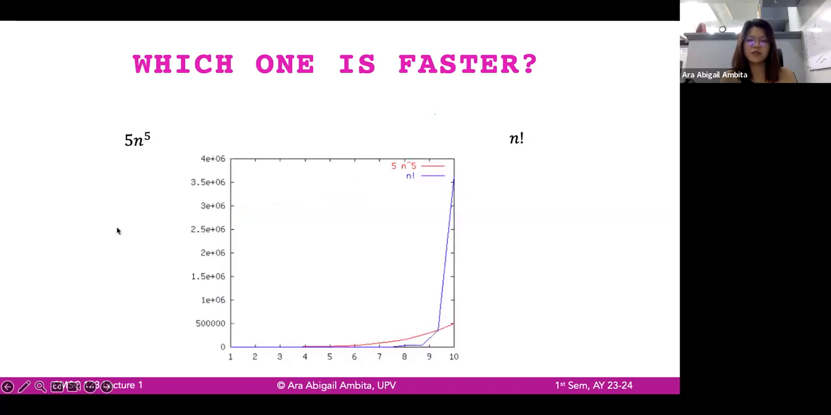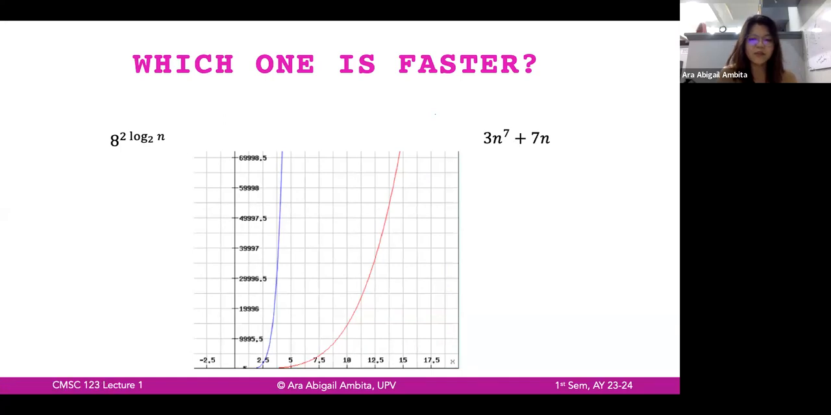Okay, so what about this one? We have 5n squared versus n factorial. And it's very obvious, we can see here on the graph, the n factorial, which is the blue line, is so much slower compared to 5n raised to 5. Okay, especially when it started between 9 and 10 inputs. The running time for n factorial just shoots up compared to 5n raised to 5, which is a tad faster compared to n factorial.